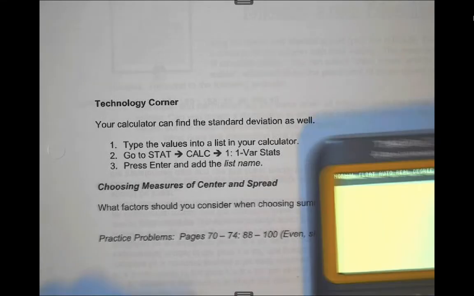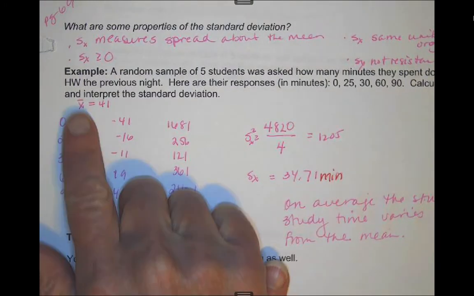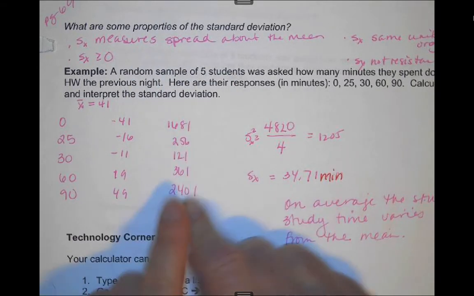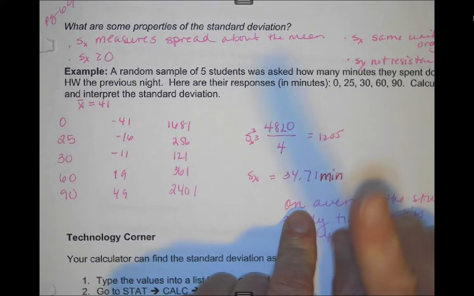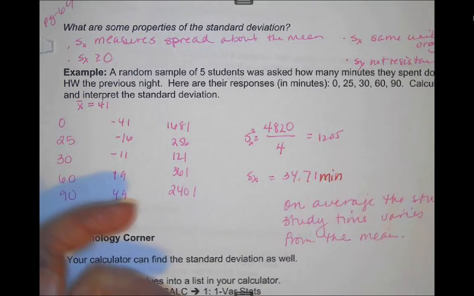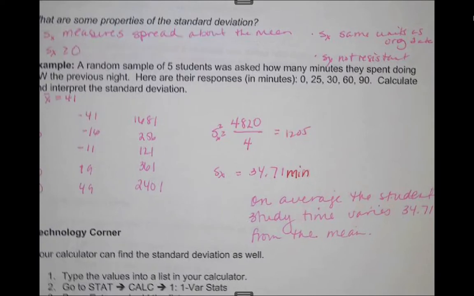Just like before, here's another example. If we were in class and had the time, I would have you try it on your own. I'm going to quickly show you the answer here. You would find my x values, my deviations, and my squared deviations. That's my variance, and when I take the square root, on average, the student study time varies 34.71 minutes from the mean. If you want to try it on your own, just pause the video and make sure you can get the same answer as me.